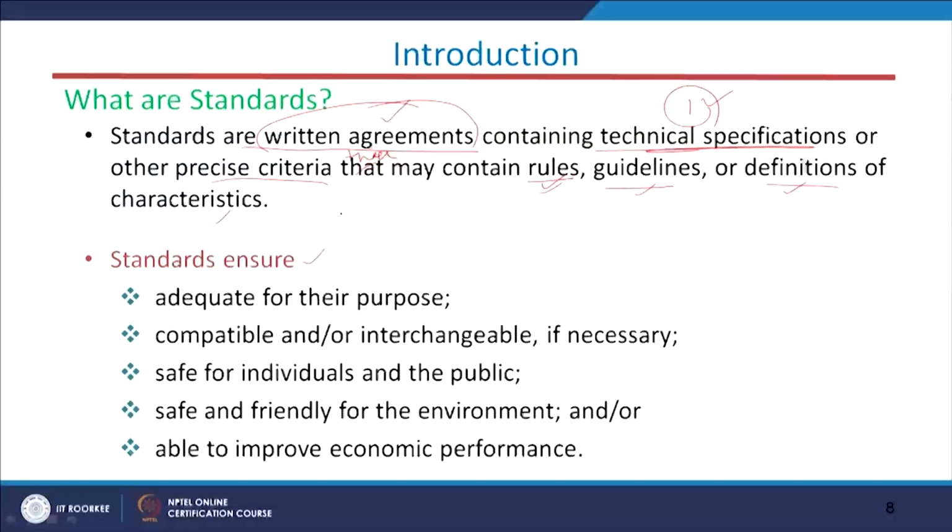And what does this standard ensure? How does it help? The first one is adequate for their purpose. If I am designing some standard solar panel, it should provide me the power at proper rating, proper voltage, whatever I desire for my operation or whatever we desire in the smart grid system. And this should be compatible and interchangeable if necessary. This compatibility is well understood. Without compatibility, the connection, the operation is not possible.